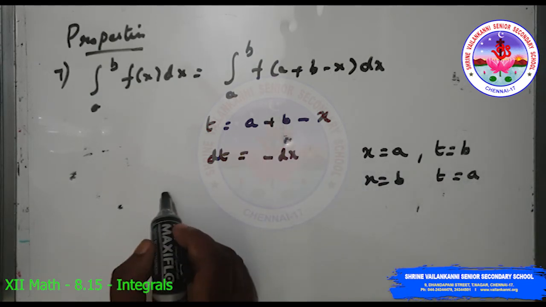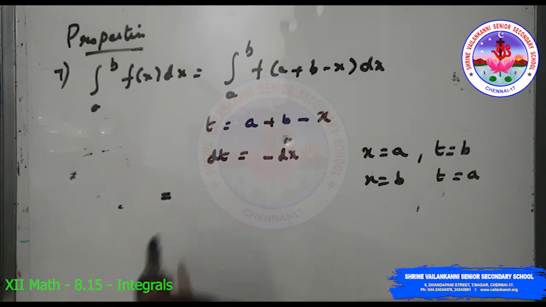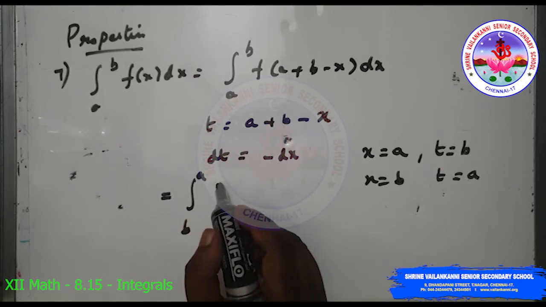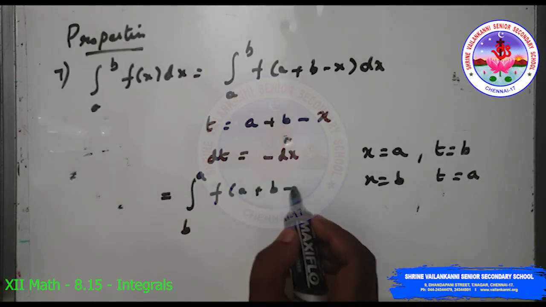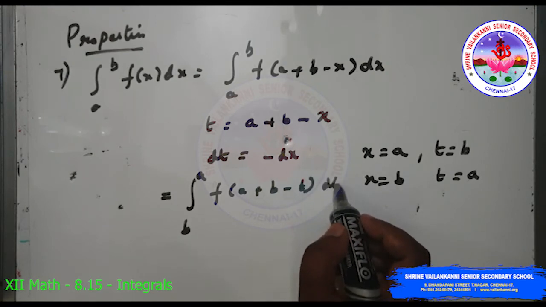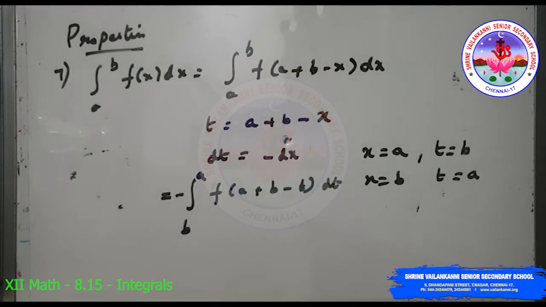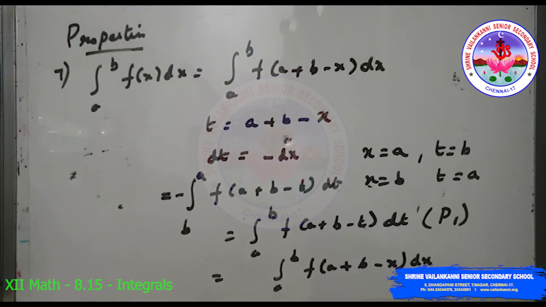Then the limit changes to integral of b to a f of a plus b minus t dt. So minus of integral of b to a f of a plus b minus t dt, which is equal to integral of a to b f of a plus b minus t dt using property 2, which is equal to integral of a to b f of a plus b minus x dx using property 1.